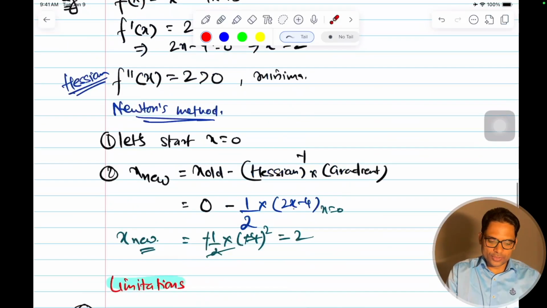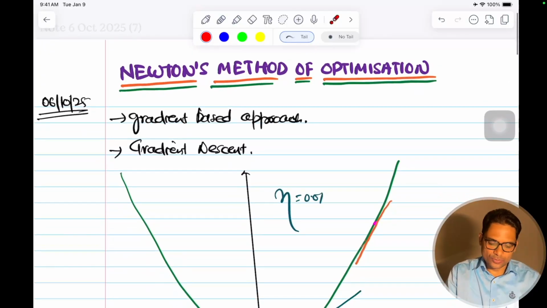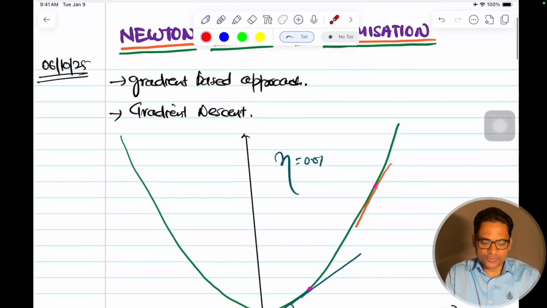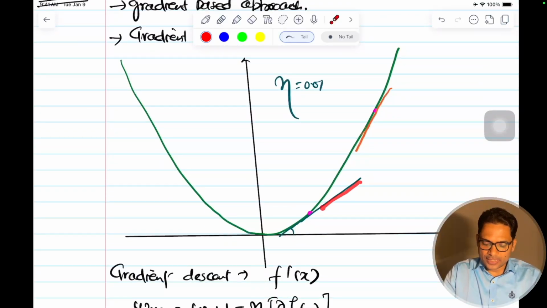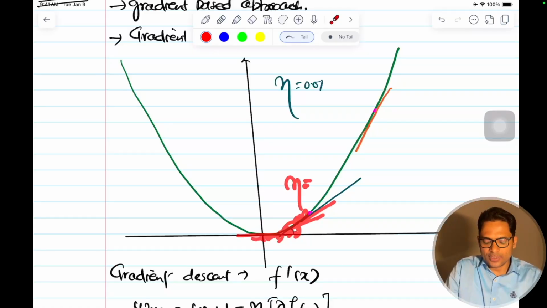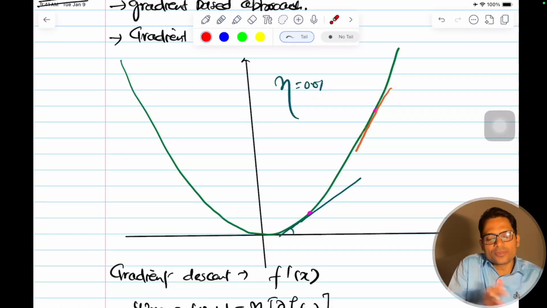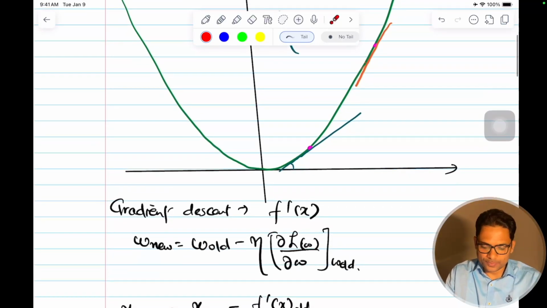Okay, so that's all for Newton method. Let's quickly do a revision. So what was the problem? In the gradient-based approach, as we reach the minima in gradient descent, the gradient becomes very, very small, because finally it will become zero. If you're taking small steps here, with eta very small, the convergence will not go to the exact value. It will stop somewhere before convergence.